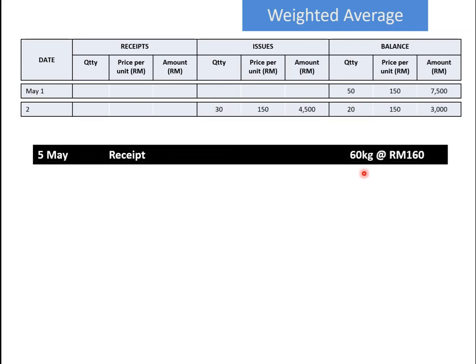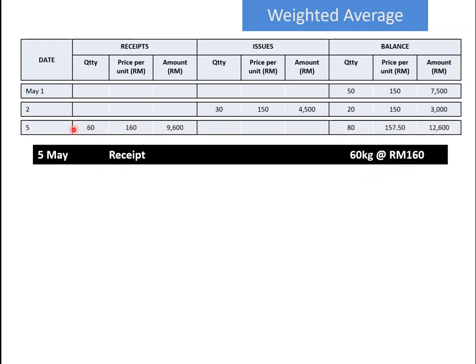On 5th May, received 60 kg at RM 160. So we record the purchase in the receipt column, 60 kg at RM 160. But in the balance column, we need to average this price.